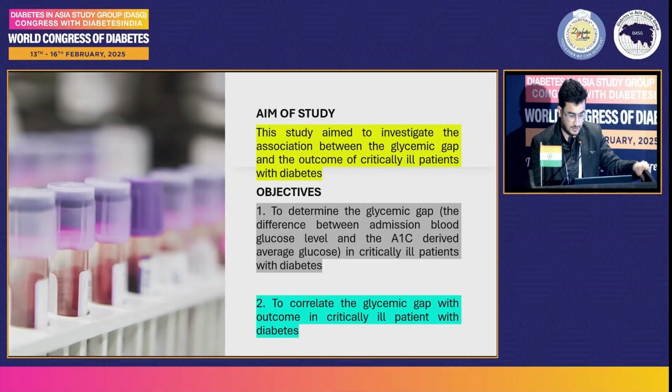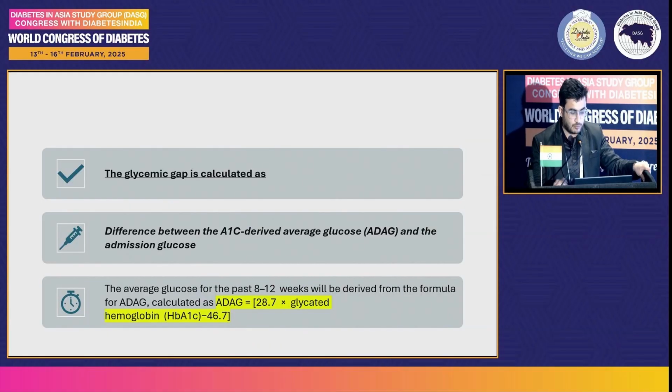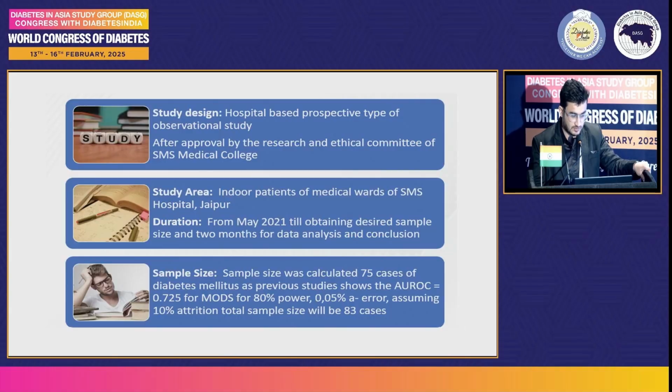The aim of this study was to investigate the association between the glycemic gap and outcome of critically ill patients with diabetes. The objective was to determine the glycemic gap and to correlate it with the adverse outcome in critically ill patients with diabetes. The glycemic gap was calculated from the admission glucose and the average glucose, which was derived from HbA1c using this formula: 28.7 times HbA1c minus 46.7.